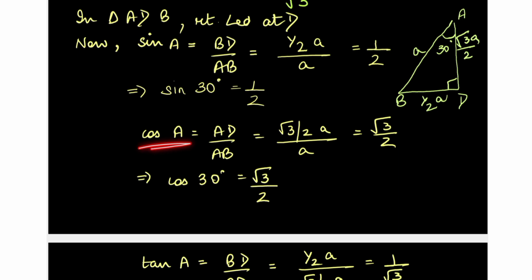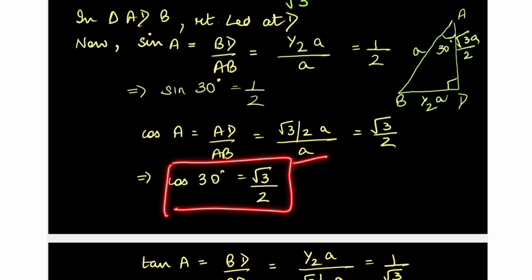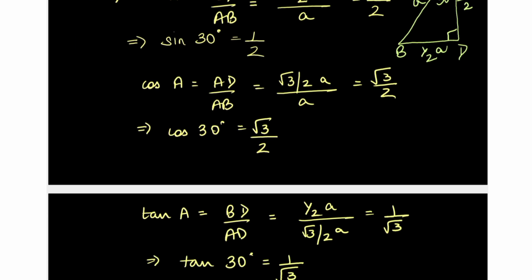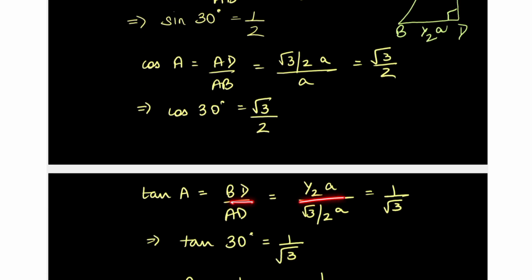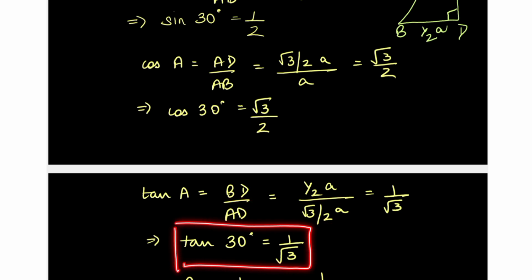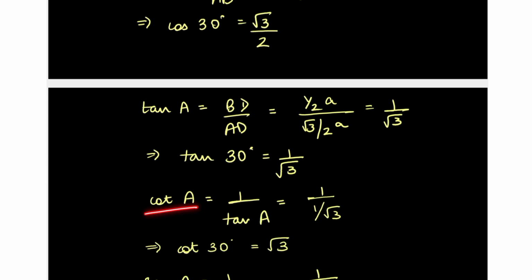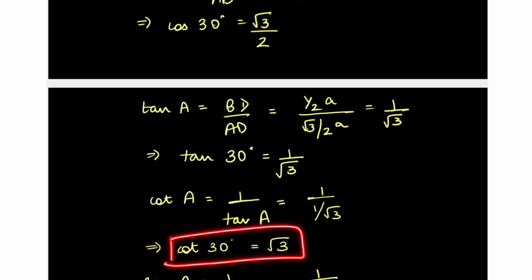Now cos A is base upon the hypotenuse, base AD root 3 by 2A, hypotenuse AB A, which gives cos 30 degrees as root 3 by 2. Now tan A is perpendicular upon the base, perpendicular BD 1 by 2A divided by AD, that is root 3 by 2A, which gives tan 30 degrees as 1 by root 3. Now cot A is the reciprocal of tan A, which gives us cot 30 degrees as root 3.